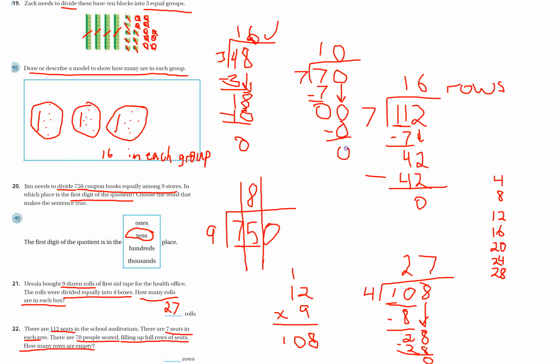And I can see that 10 of the rows are already filled. These are the rows that are filled. Well, if there's 16 total rows and 10 of them have already been filled, what is the difference? How many are left over? 6 rows.